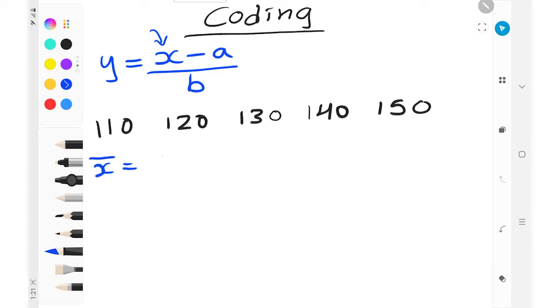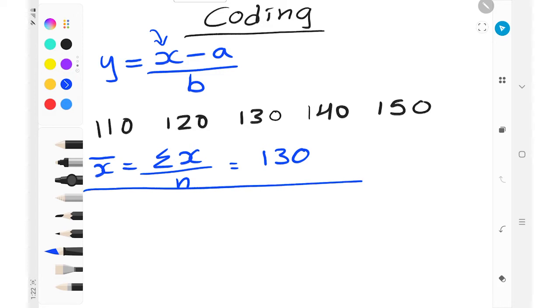Let's find first the mean as we know, the summation of x divided by n, or the value of n, without summation, which is 110 plus 120 plus 130 plus 140 plus 150 divided by 1, 2, 3, 4, 5, which will be 130. Now this is the mean for my original numbers.